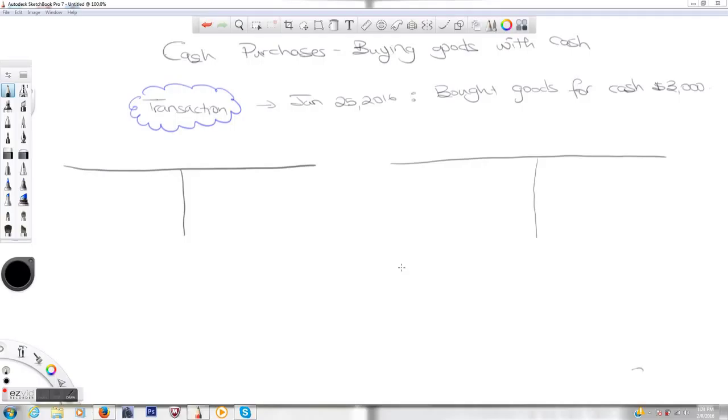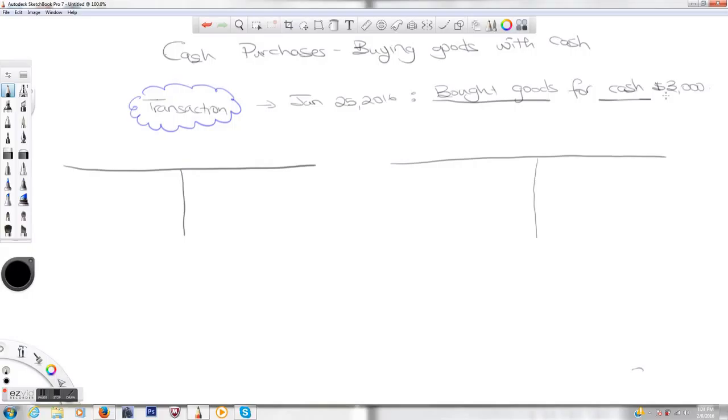Okay, so we're on to lesson 6 where we're going to record a cash purchases transaction. This transaction says on the 25th of January 2016, the business bought goods for cash, $3,000. Same thing, the first thing we're going to do is identify the two accounts that are affected by this transaction. One is bought goods and cash.